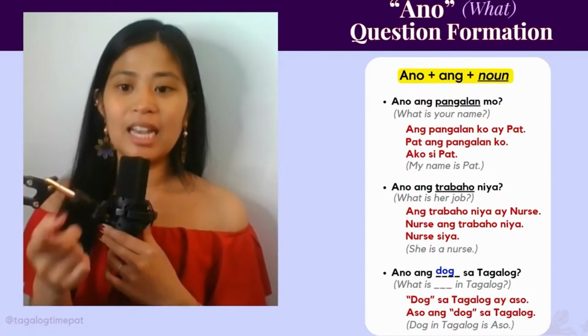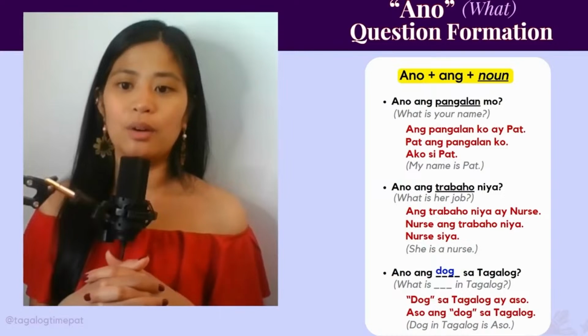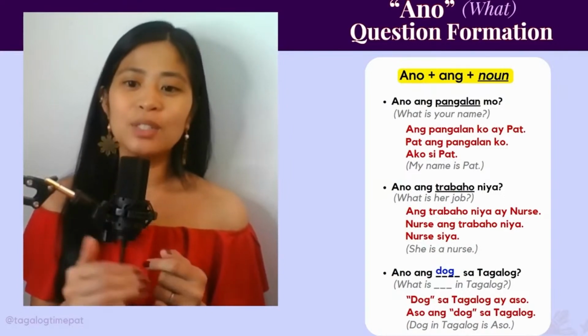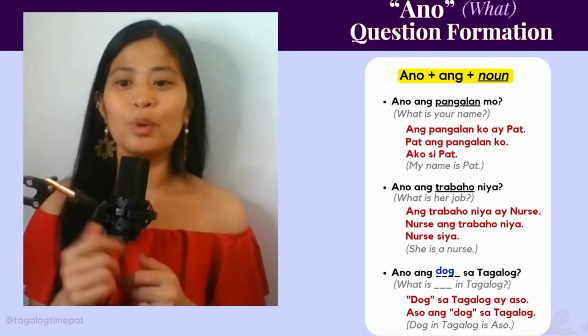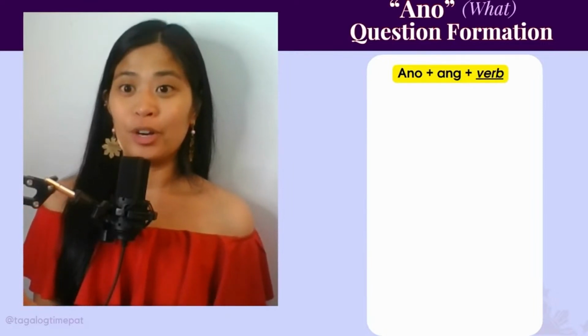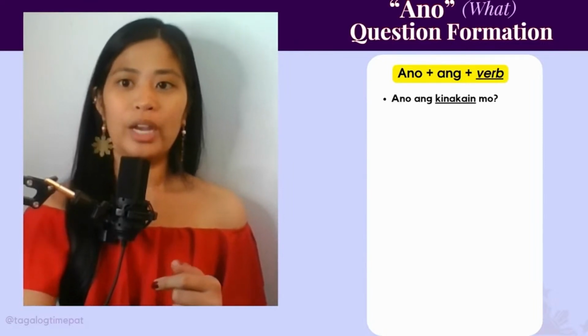In this case, I think aso ang dog sa Tagalog, or actually dog sa Tagalog ay aso. I think aso ang dog sa Tagalog is a little bit more casual. Okay. Next, ano ang verb? So this is another way to use ano.